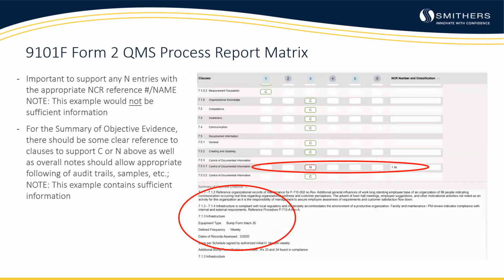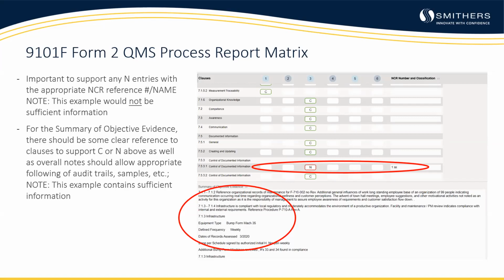So let's move on to Form 2. This is the QMS process matrix. Again, important to note with any N entries that we need to ensure that we're providing the correct NCR reference and name. In this particular example, this one did not match up with the NCR. So there is an NCR name within the NCR report, which does not support that particular clause or the citing of that nonconformance. So very important we have that alignment from those two documents.